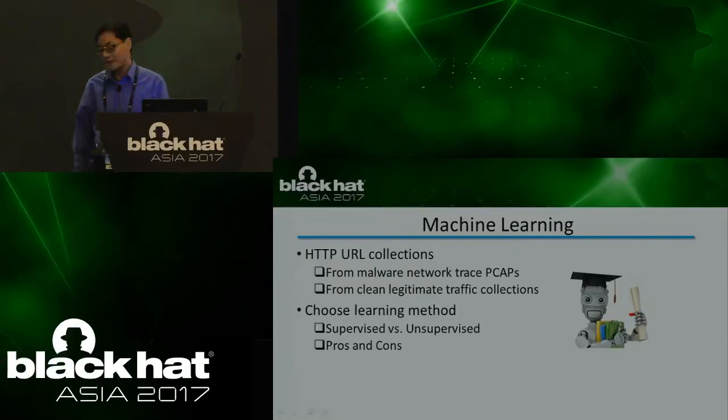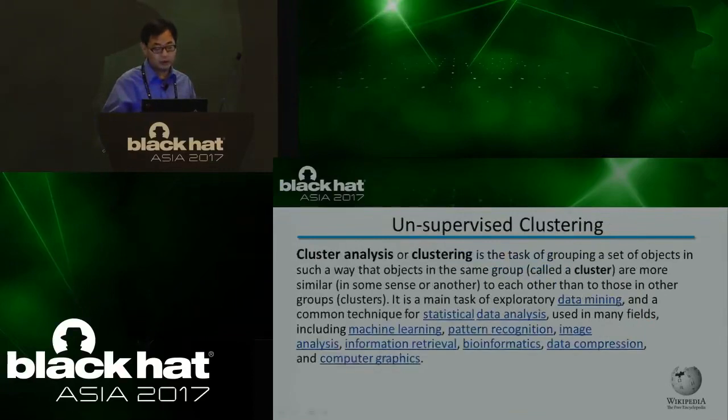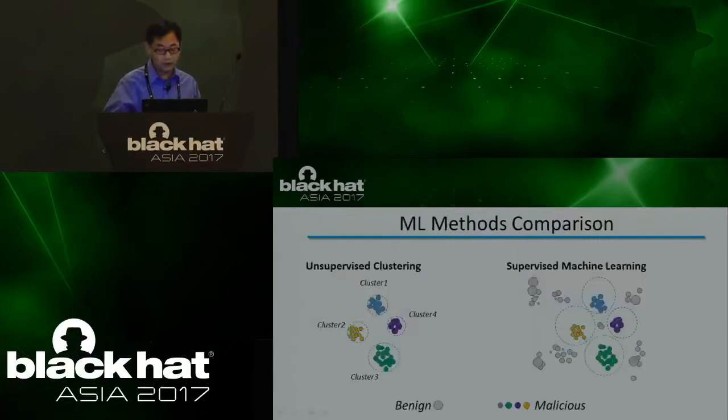Then we need to figure out the way, because there are so many algorithms to do machine learning. Basically, the 2 major types are supervised versus unsupervised. I will talk about the advantages and disadvantages of the 2 methods. Supervised learning, I copied from Wikipedia, so I'm not going to read it. There's a lot of information out there.